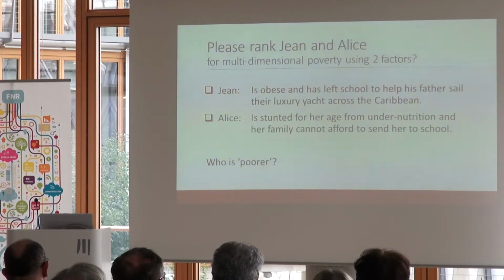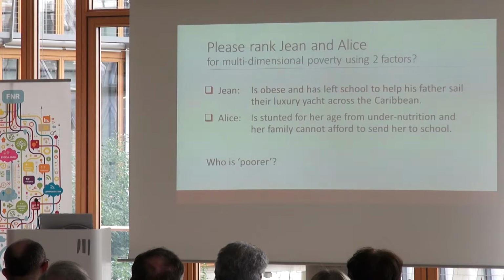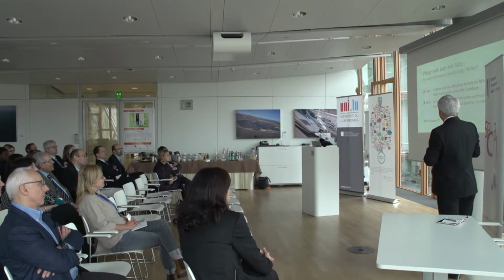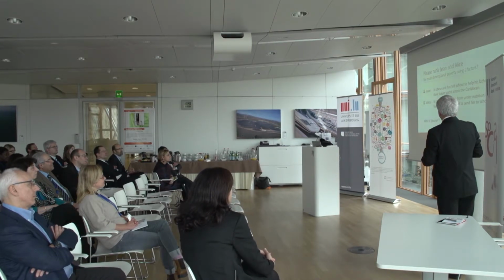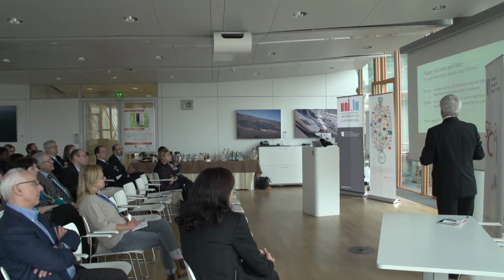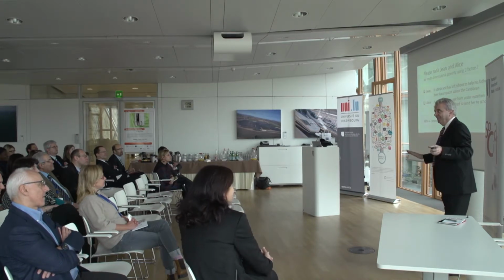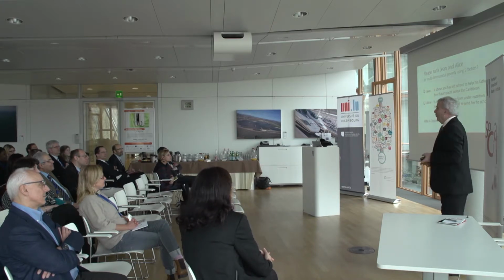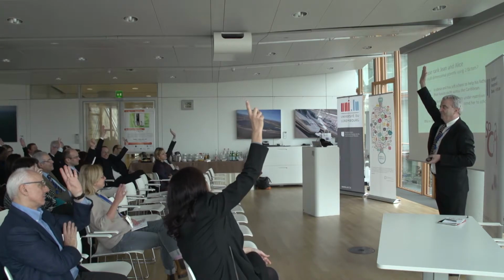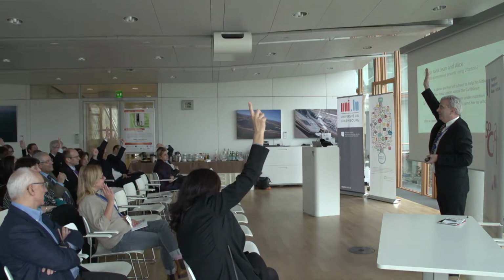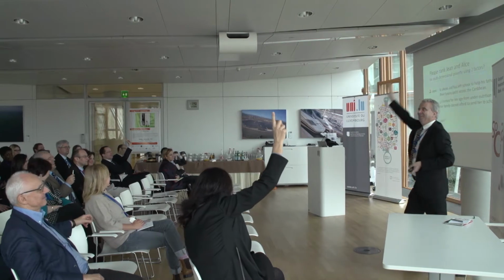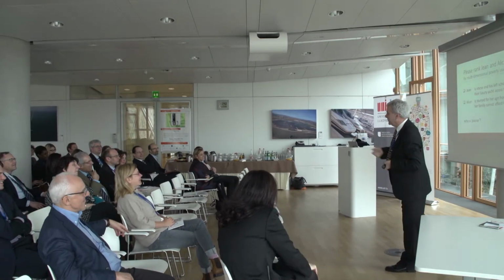Let's look at Jean and Alice. This is multidimensional poverty just using 2 indicators. So Jean is obese. He's left school to help his father sail their luxury yacht across the Caribbean. Alice is stunted for her age from undernutrition, and her family cannot afford to send her to school. Now this is an easy one. Who thinks Alice is poorer than Jean? I think that's almost unanimity. I'm going to check on some people later, because I think that's where the discussion is.